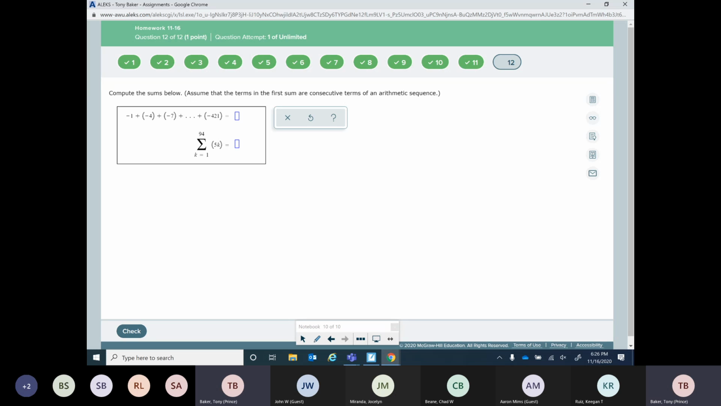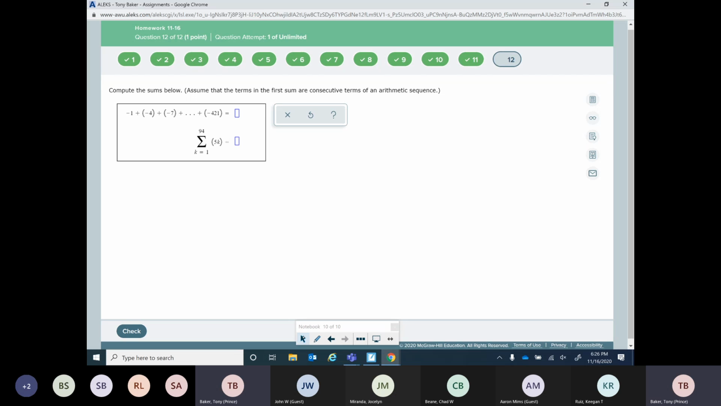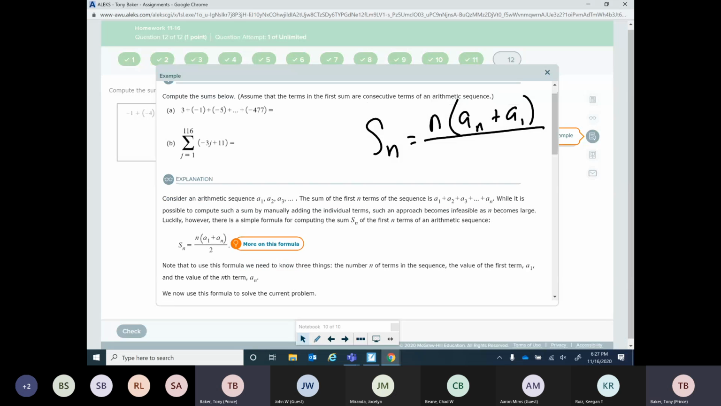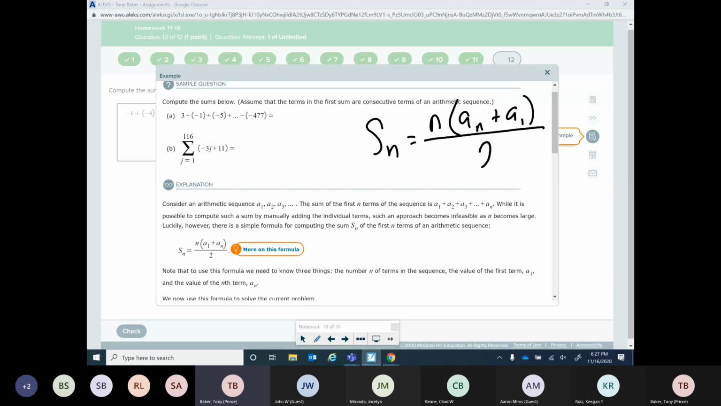So the formula for this one, so the sum of the numbers is n, and it's a_n plus a_1 over, okay, hold on a second. I think it's n plus 1. I can't remember the formula off the top of my head. 2.